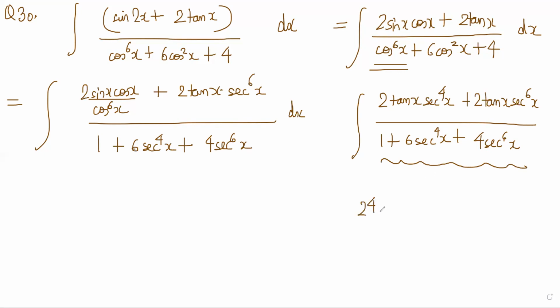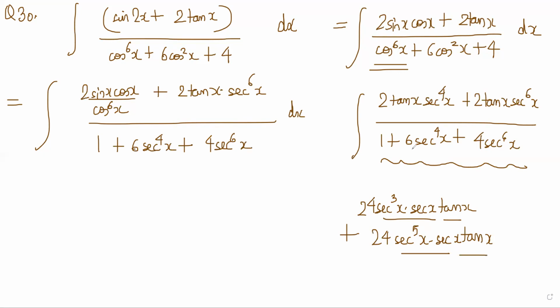This becomes 24 sec cube x into sec x tan x plus 24 sec 5x into sec x tan x. So sec power 4x tan x and sec power 6x tan x. So this is a simple substitution now. This becomes your t, and the top part 24 times this thing dx is equal to dt. So 2 times this thing.